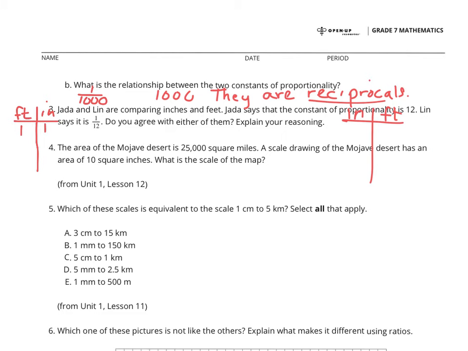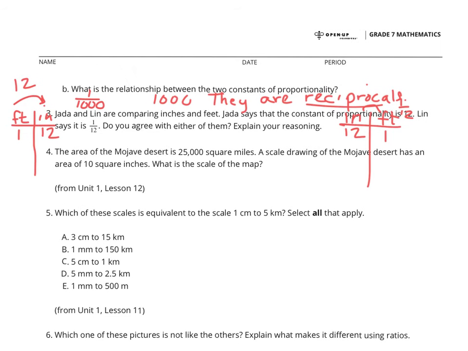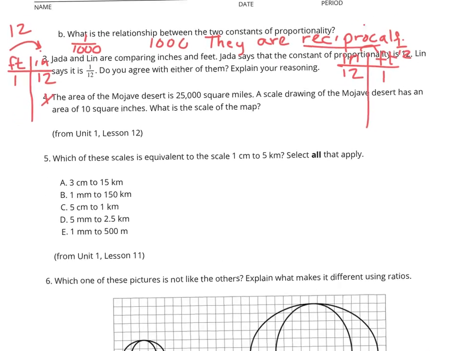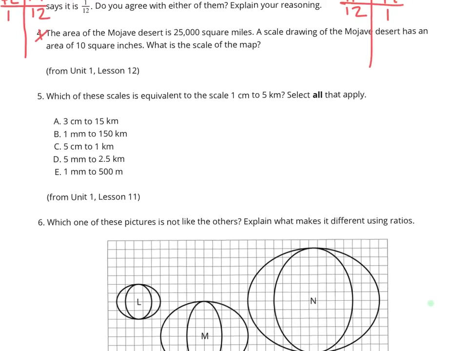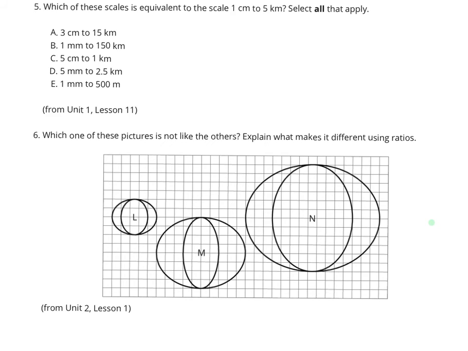1 foot has 12 inches. 12 inches in 1 foot. Our constant of proportionality here is 12, and here is 1/12. So yes, we can agree with both Jada and Lynn in this situation. We skipped question 4, and then we're down to question 5. Did we skip this one as well? We may have skipped this one as well. I'm going to skip it now.